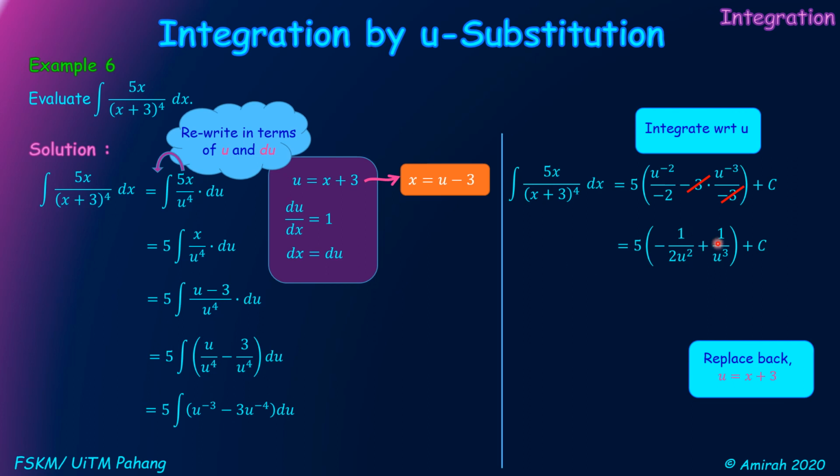After we finish integrating, we can replace back u equals x plus 3. After we replace and expand the 5 inside the bracket, we get -5 over 2 times (x plus 3) squared, then plus 5 in the numerator over (x plus 3) cubed, and then plus c. This is the final answer.